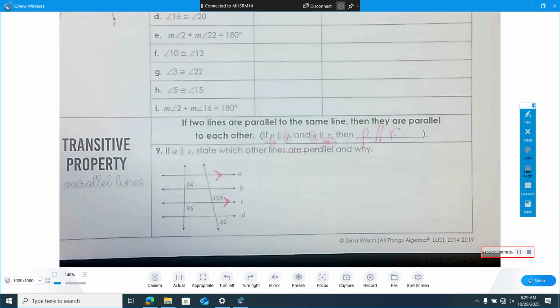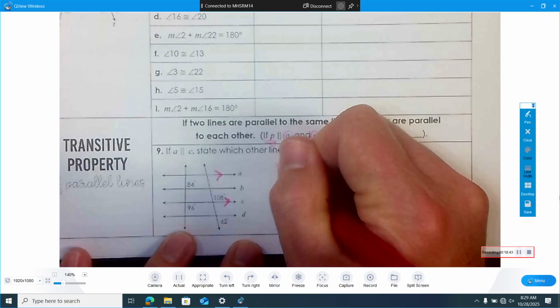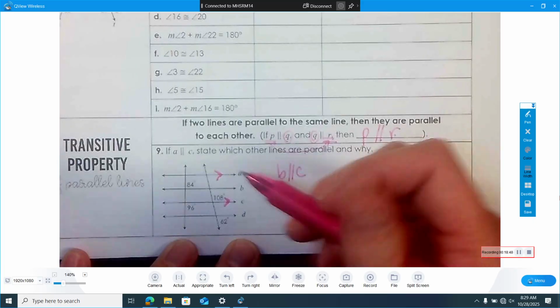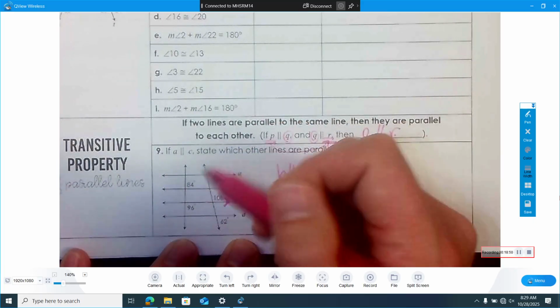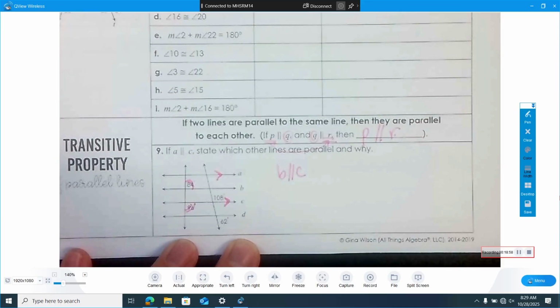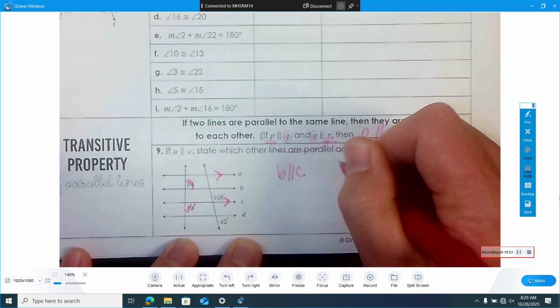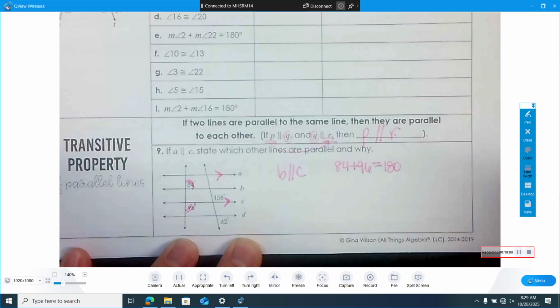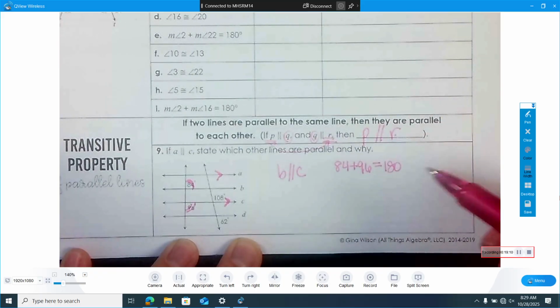What you got, Cash? Line B and line C are parallel because of the 96 and 84 being same side interior. Their measures would have to equal 180. Okay, so 96 and 84. So those two angles, you're saying they add to 180? Yeah. Okay, so 84 plus 96 adds to be 180. That was some pretty quick math, sir. I didn't get that. Very good.